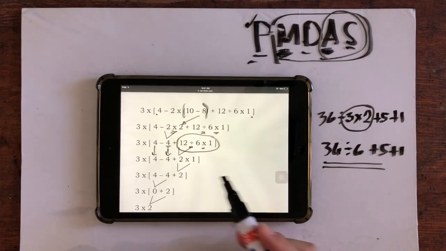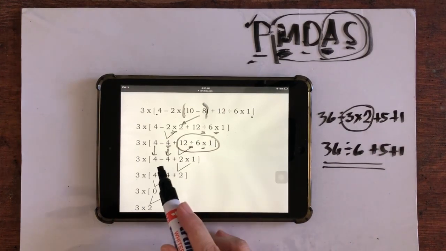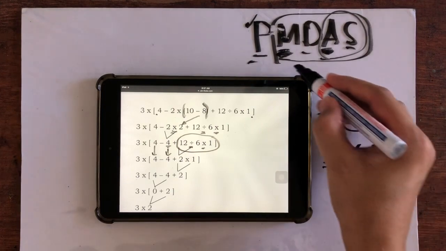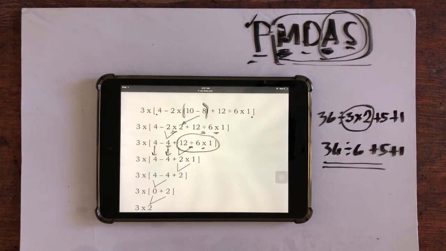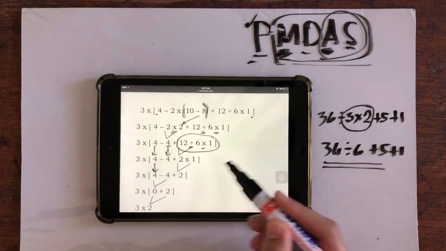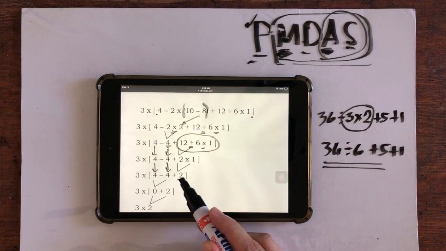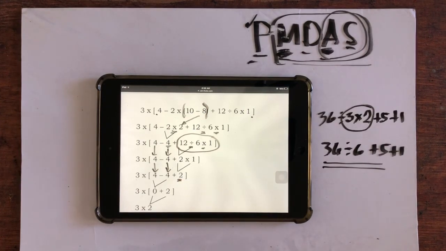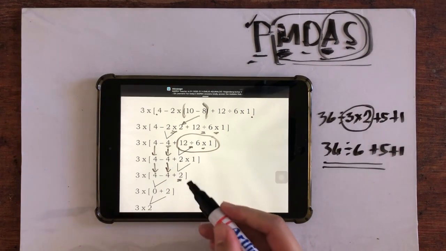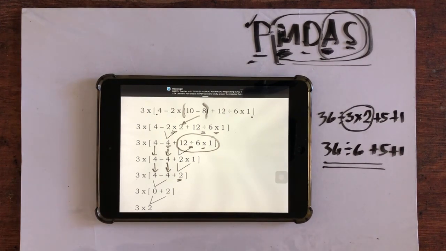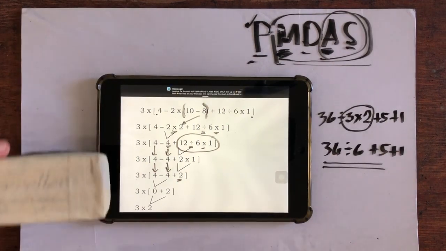Next, since sa loob ng ating operation, ang natira sa atin ay subtraction, addition, multiplication, follow natin yung MDAS, which is mauuna pa rin yung multiplication. Kaya, itong 4 na to, 4 pa din. Itong minus 4 na to, minus 4 pa din. And then, pinperform yung 2 times 1, kaya nagkaroon tayo ng 2. Okay? So, ang natira sa atin ay 4 minus 4 plus 2. Ito na tayo. 4 minus 4 plus 2.